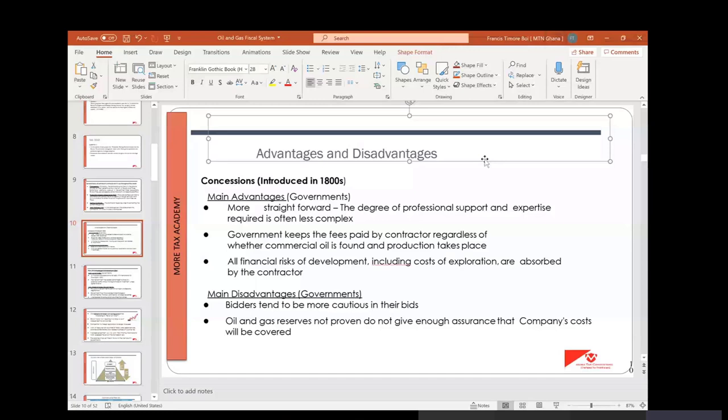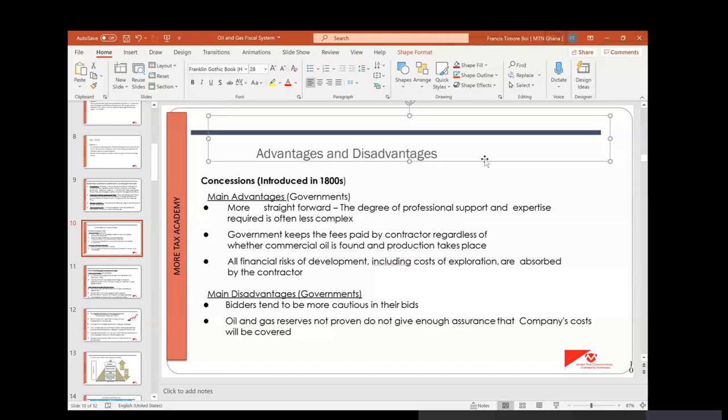Okay. So the financial risk is with the contractor. We don't incur any risks. Understand? But what are the disadvantages? You see, because it is a royalty, they always want to beat the royalties down. So the bidders try to be more cautious in their agreements with the royalties. They wouldn't want to pay higher royalties. Especially when it is oil and gas, you never know how much oil is on the ground. Or even if you know, it is to be an estimate. So under that circumstance, you are careful.